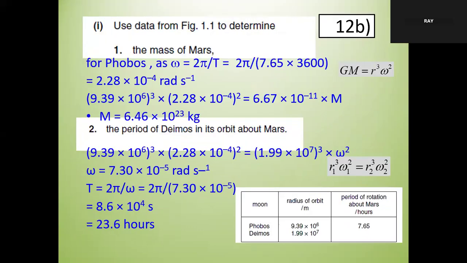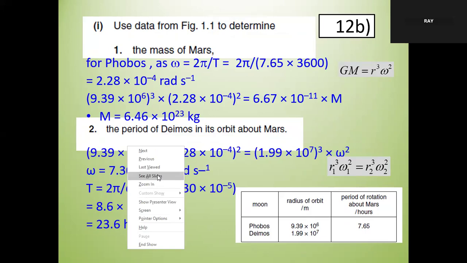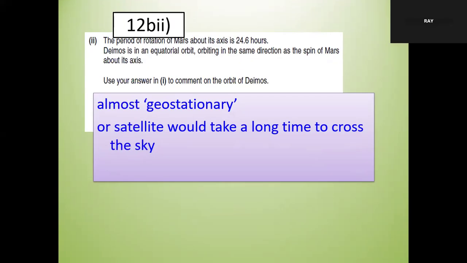We calculated for Deimos 23.6 hours. Then we are given that the period of rotation of Mars is 24.6. So 23.6 and 24.6 is almost the same, not exactly. So it won't follow exactly. It will take a long time for it to cross the sky.